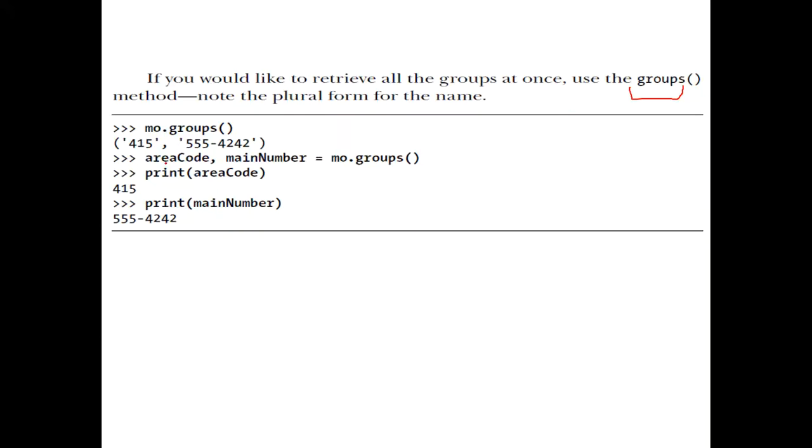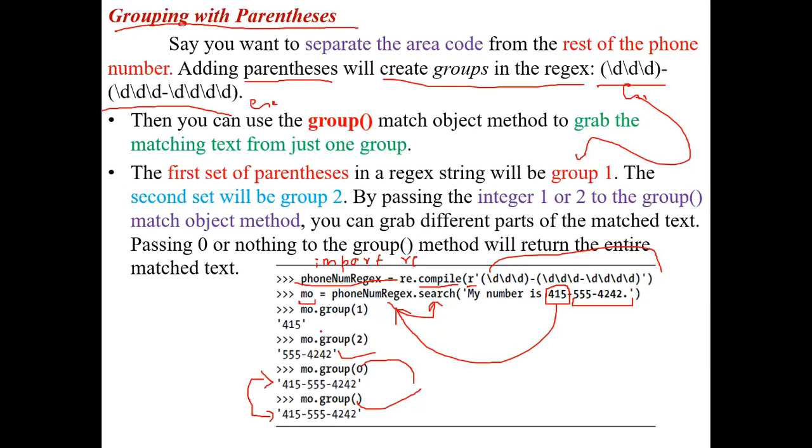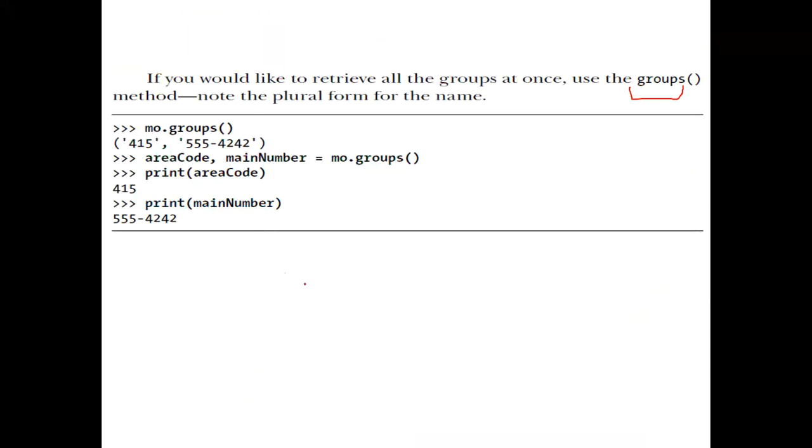Now we will take one simple example for the above case. mo.groups() is going to retrieve, for group 1, the matched content of 3 digits, and for group 2, the matched content of the rest of the phone number. These two can be retrieved by using groups here.